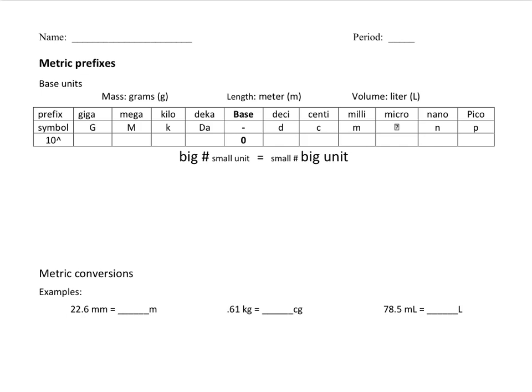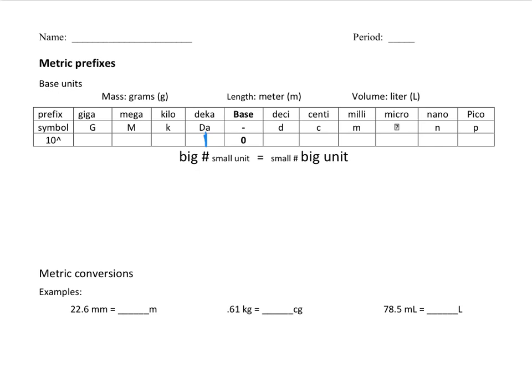So deca means that it's that unit times 10, or 10 to the first power. So in this table right here, this is times 10 to whatever power. So the base unit would be times 10 to the 0 power, which is just 1. So it's times itself. Deca means times 10 to the first, so basically times 10. So for example, a decameter would be 10 meters. A decagram would be 10 grams, and so on.